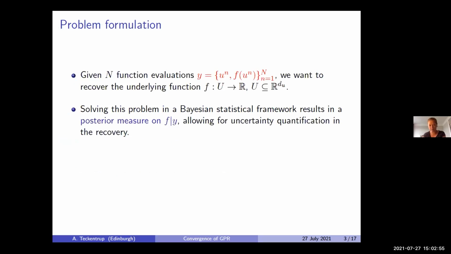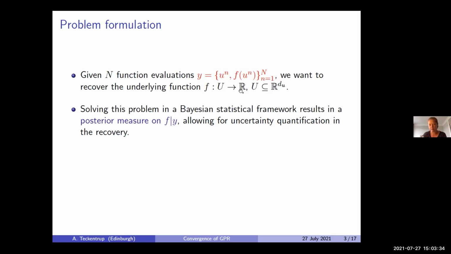Right. So what is the problem that I'm interested in solving? The problem that I want to solve is this one. I assume that I'm given n function evaluations. So I have this data y, which consists of some function values of some function f. I assume that I have some underlying function f that just maps from some domain u into the reals. You can deal with other image spaces as well, but here I'm going to just consider scalar real valued functions for simplicity.